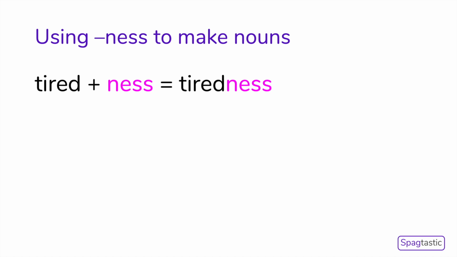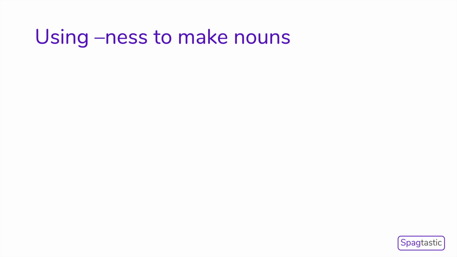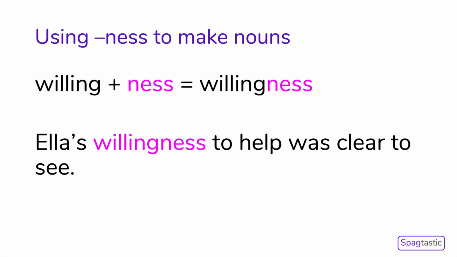In this case, the root word tired does not change. We simply add the suffix -ness. The girl's tiredness was caused by a day hiking in the mountains. Here is another example. If we take the adjective willing and we add the suffix -ness, we make the noun willingness. Again, the root word willing does not change. We simply add the suffix -ness. Ella's willingness to help was clear to see.